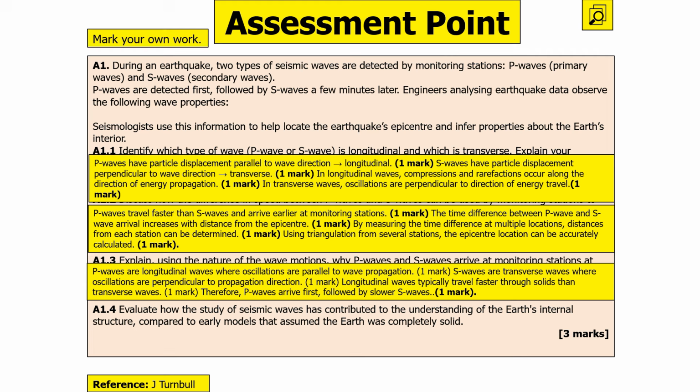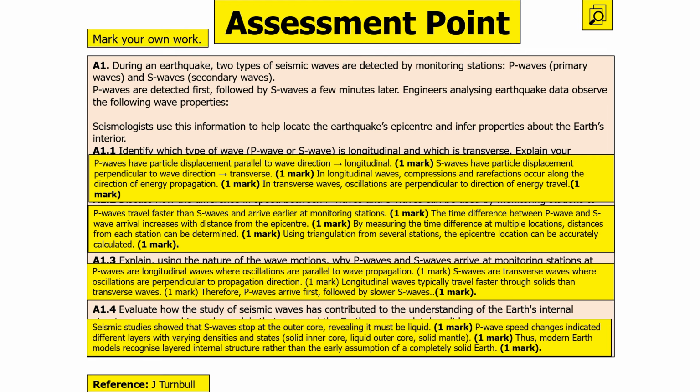Now, longitudinal waves typically travel faster through solids than transverse waves. So therefore, the P waves will arrive first, followed by our slower S waves. Now, seismic studies show that S waves stop at the outer core, revealing that it must be a liquid. Now, P wave speed changes indicate different layers with varying densities and states: solid inner core, liquid outer core, solid mantle. So our modern Earth models recognize a layered internal structure rather than the assumption which we earlier had of a completely solid Earth.